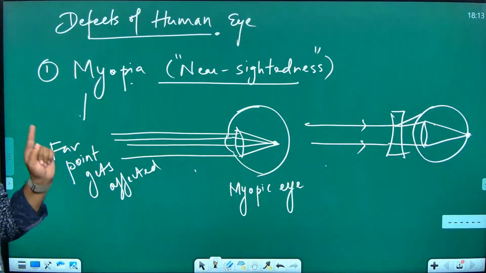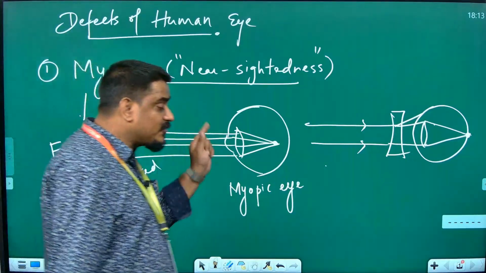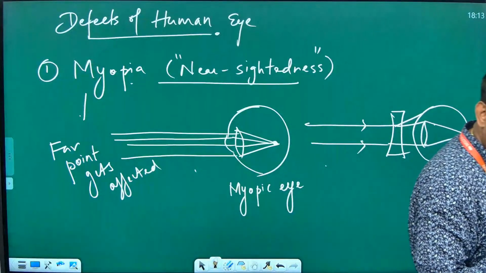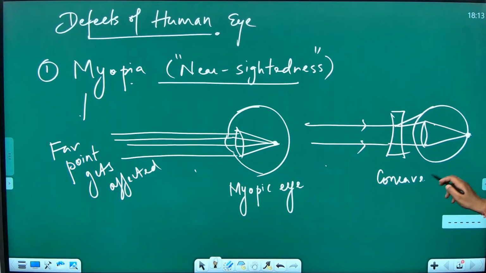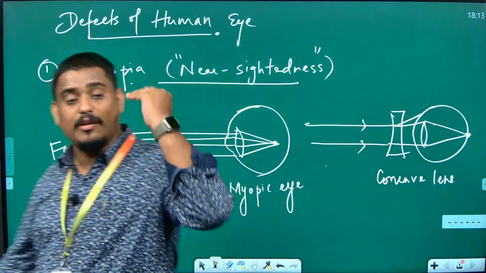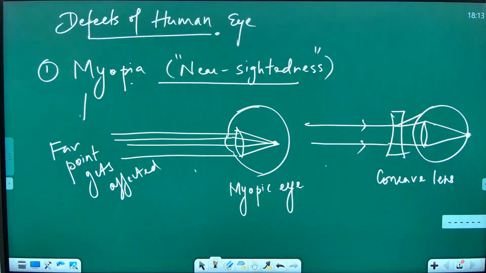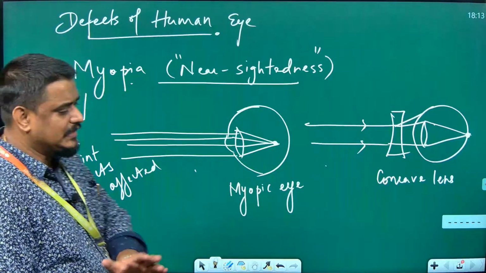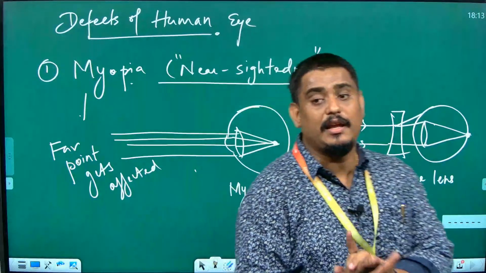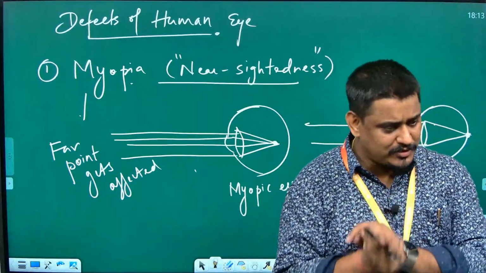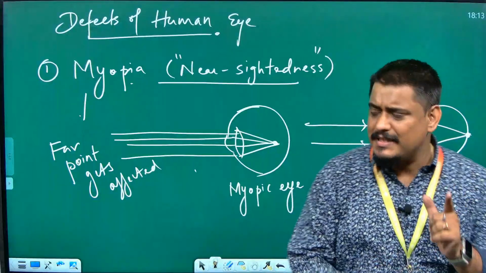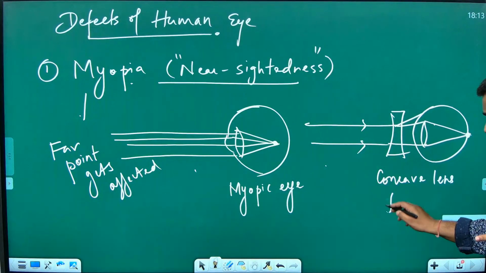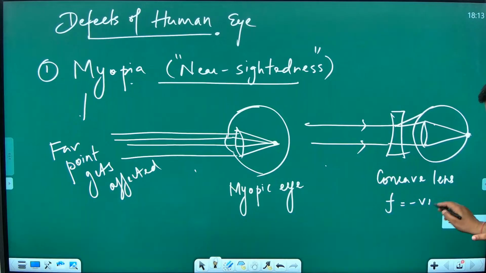So, in myopic eye, the rays were converging before the retina. So, to correct myopic eye, what kind of lens are you using? A concave lens you are using. Now, if you remember your previous chapter, I have told you about the nature of concave lens and convex lens, and I have told you the focal length of a convex lens is always positive and focal length of concave lens is always negative. It means that the concave lens will have a negative focal length, am I right?